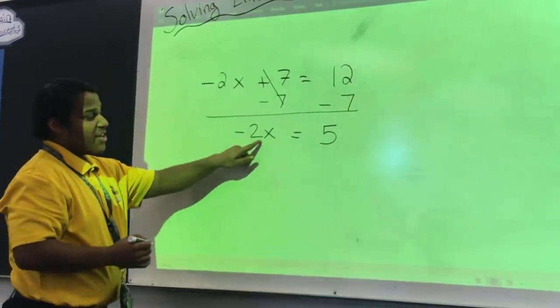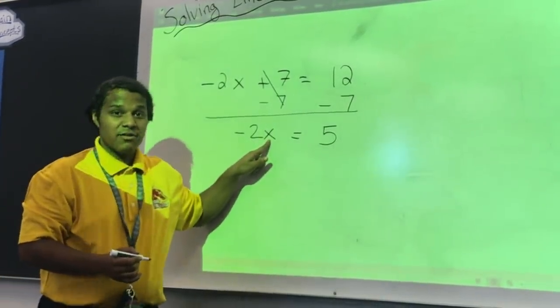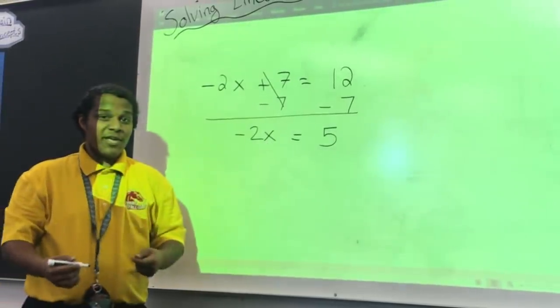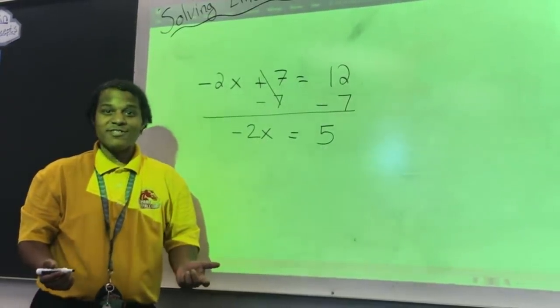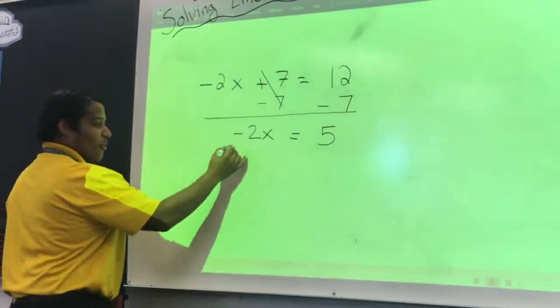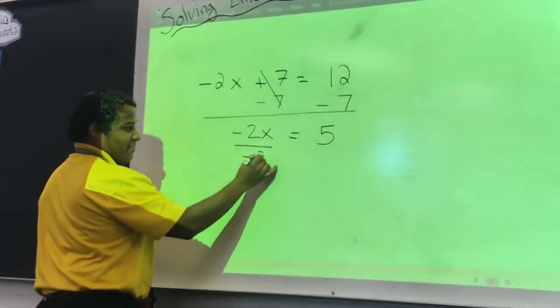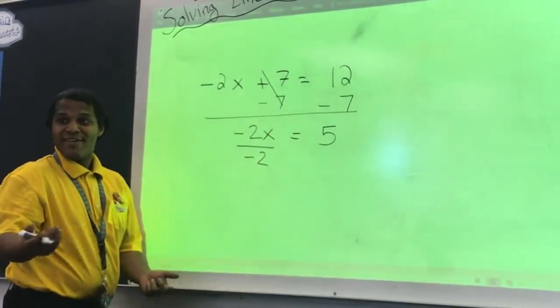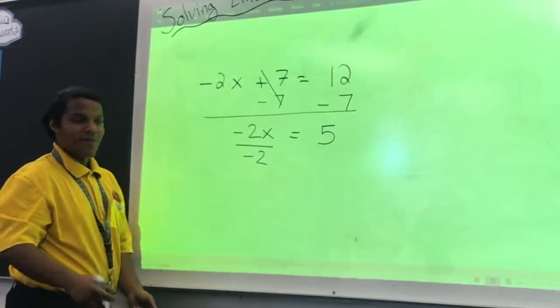I now have a negative 2 being multiplied to x. The opposite of multiplication is, anyone? Anyone? Division. So I'm going to divide by negative 2. What I do to one side, right, we do to the other.